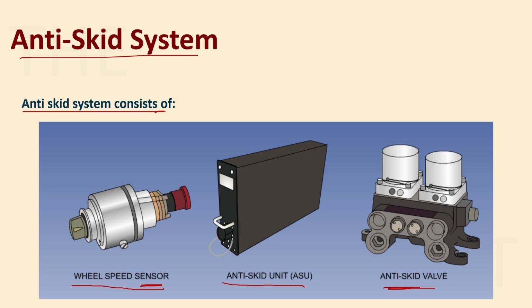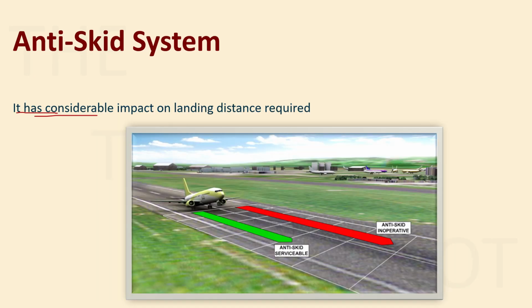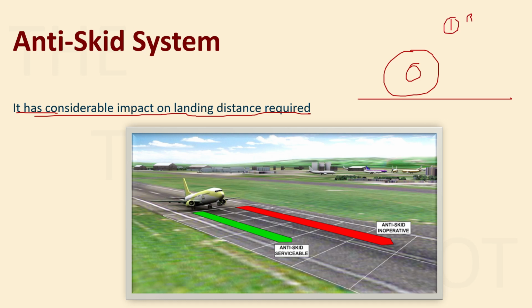We'll move forward now. The anti-skid system has a considerable impact on the landing distance required, right? As I told you already, a skidding wheel, a wheel which is locked, a wheel which is skidding on the runway, has a very, very poor, first thing, braking efficiency. It brakes very slowly. The second thing was what? Directional control, right? So, since the braking efficiency is very, very poor, the aircraft will consume a lot more runway, right?